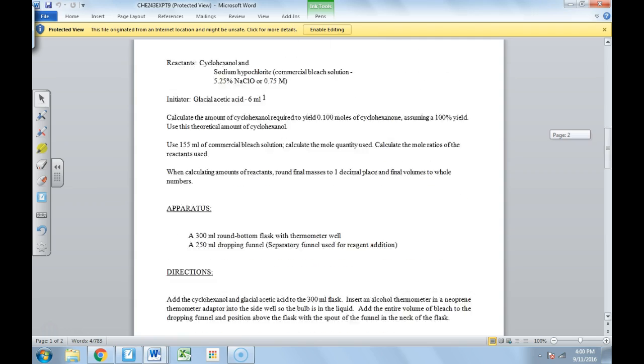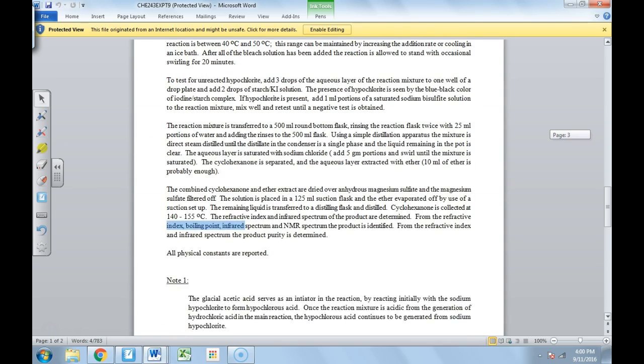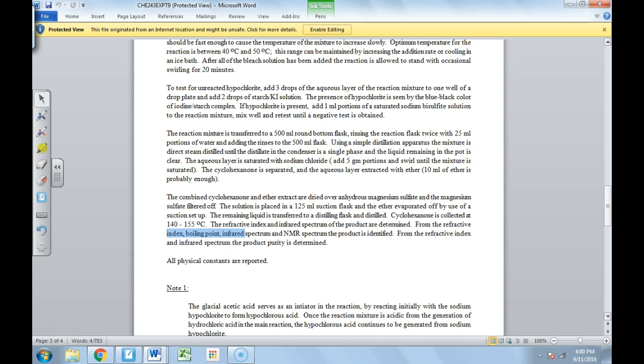Okay, so when you're calculating yield, I want to make sure that I talk about this. I understand this is 30 minutes into the video, but remember, you do this now, we don't have to do it in class. One of the things you want to make sure you do before you get to the refractive index and all what we call the characterization is find the mass of the product. By finding the mass of the product, that allows you to calculate a percent yield. So just make sure that you get that done.